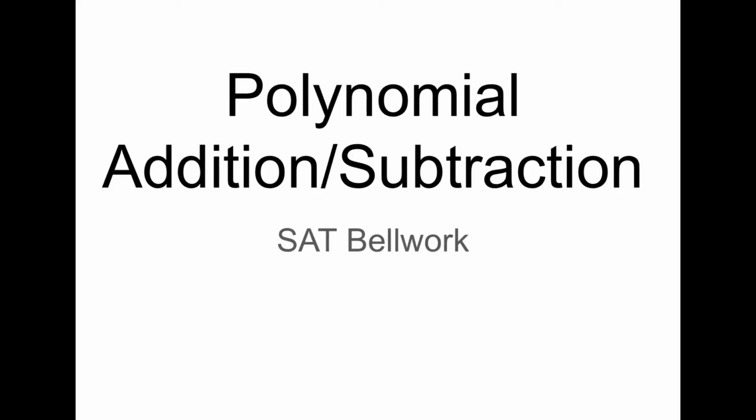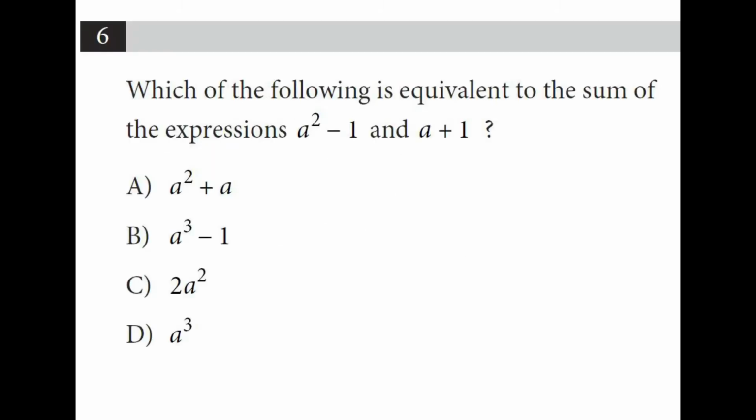This video goes over polynomial addition and subtraction, preparing you for the SAT. When you see problems like number 6, you have to remember that you are combining like terms. And like terms means combining the same variables, but also the same variables with the same exponents. For example, a here is really just a to the first, which is different than a squared. You can't add those together.